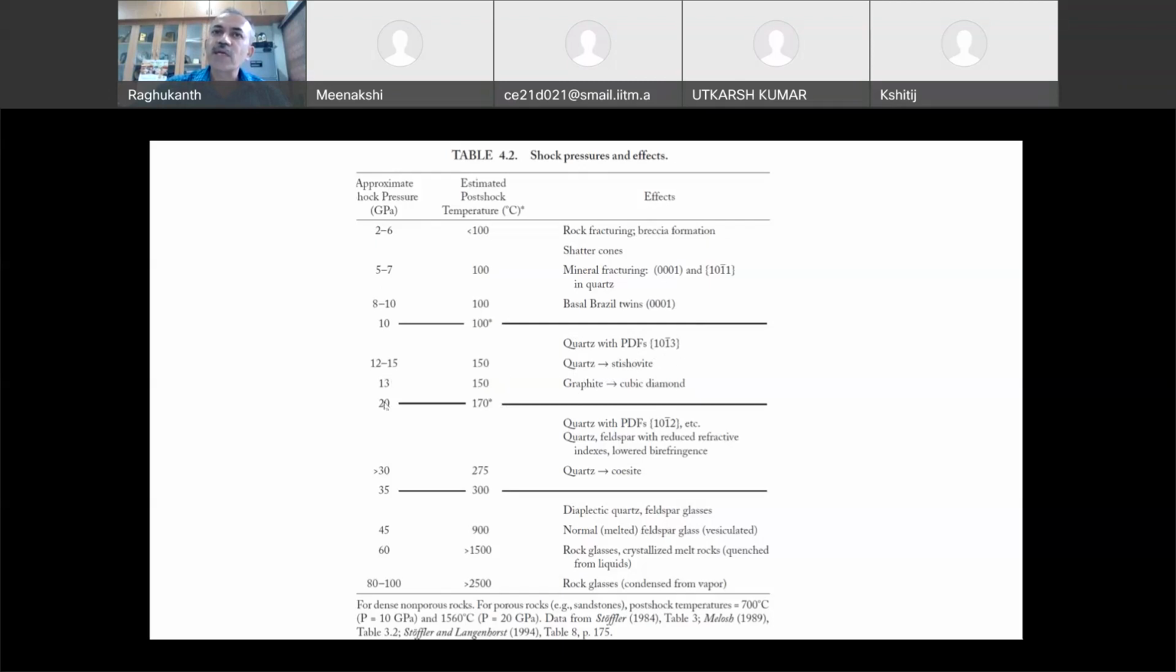And of course, as the pressure increases, you will see another material like coesite also forms on the surface itself. And as pressure still increases, as you go towards melting, that is near the impact itself, the temperature also will be high. You will see rock glasses, because everything gets melted and then condensation happens. So you will see rock glasses, diaplectic quartz, these type of things in the impact region itself. You can observe these things easily.